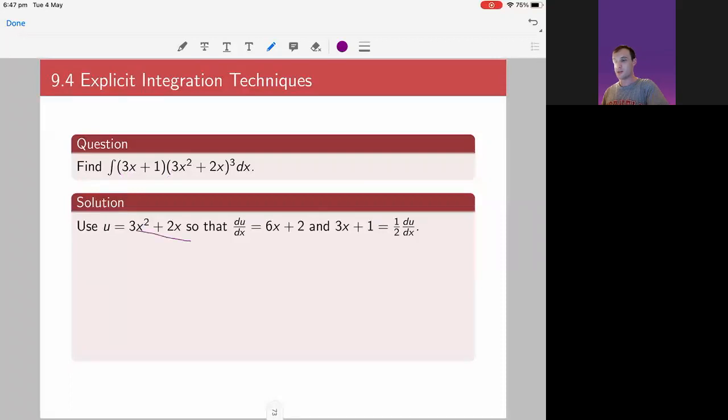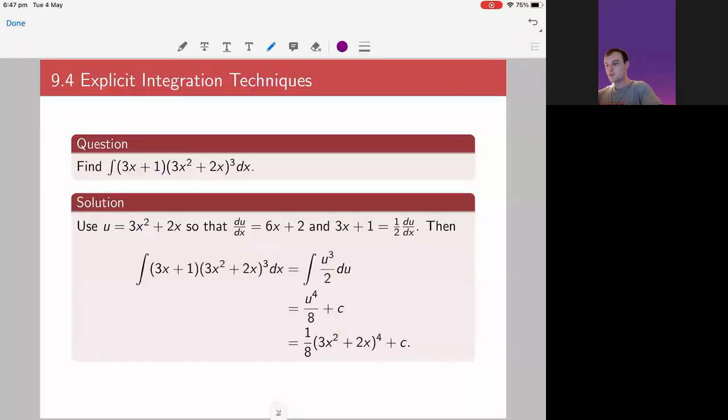So we define u to be equal to 3x squared plus 2x as I suggested, and find the derivative. What this means is that 3x plus 1, this term here, is exactly equal to a half du on dx. So then this becomes half du on dx. This just becomes u cubed, and the dx is cancelled, and we end up with the integral of u cubed on 2 du. That ends up being u to the power of 4 on 8, because the antiderivative for u cubed is u to the 4th on 4. 4 times 2 is 8.